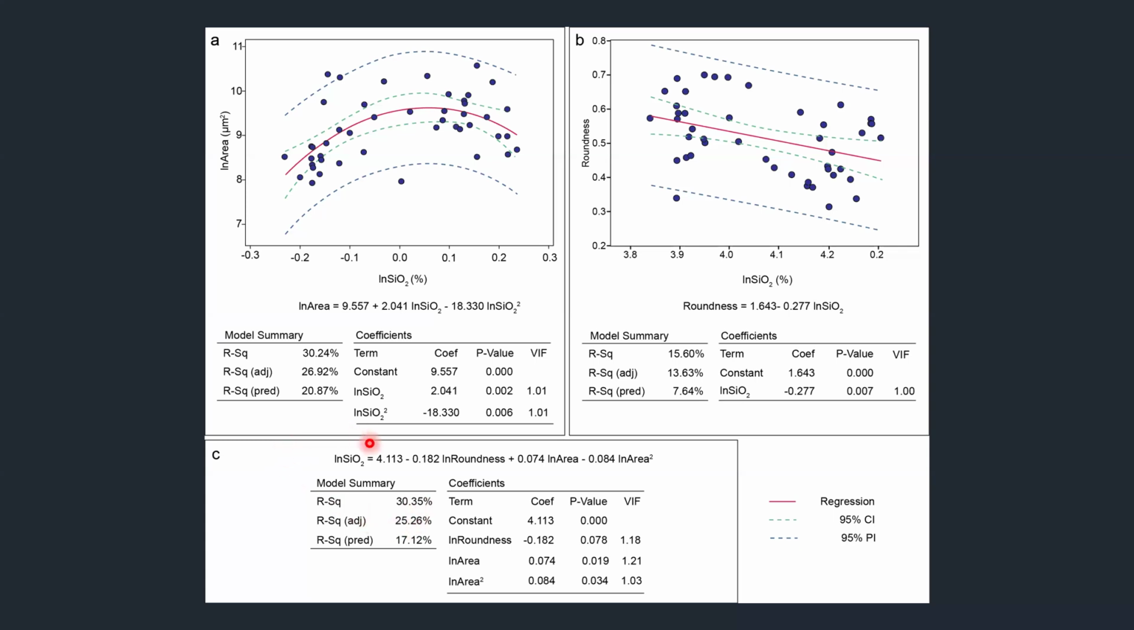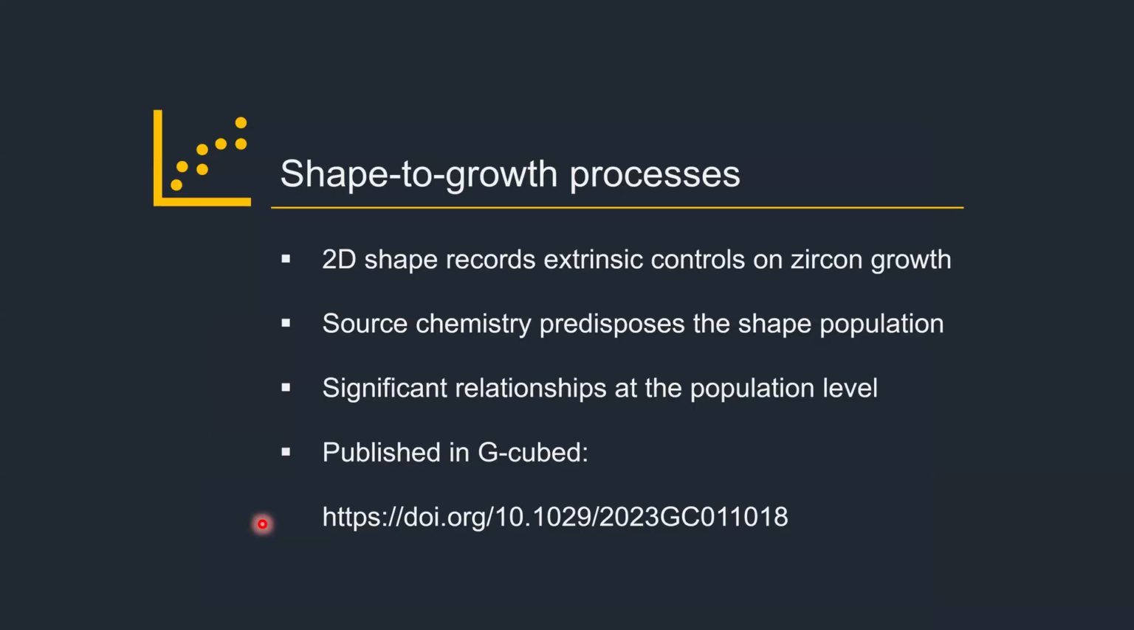When we look at trying to predict the silica of the rock using the roundness of the area, again, we see that this perhaps accounts for about a quarter of the variability of the silica in our data set, but it's not predictive. But it's an interesting trend line. And this led us to the question of, can we get a predictive model? Because it seems that the 2D shape that we get when we image these billets is a reflection of extrinsic controls of the zircon, and that our source chemistry might predispose our shape population, and that there are at least significant relationships at the population level, but shape alone is not enough to actually tease that out.